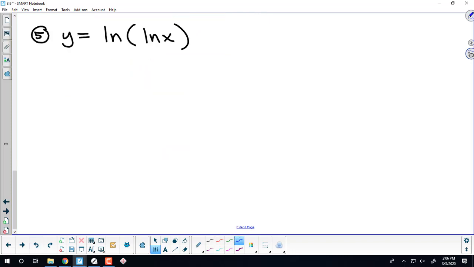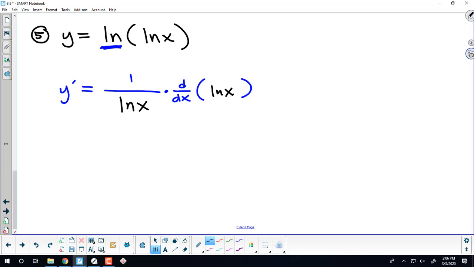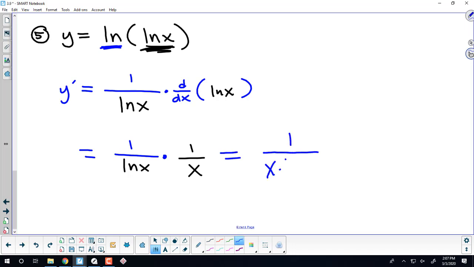So we have the derivative of the natural log as the outer function is 1 over the argument, which again is the natural log of x. So 1 over the argument times the derivative of the argument. What is the derivative of ln x? 1 over x. So we have 1 over ln of x, times the derivative of ln of x, which is 1 over x. So we just have 1 over x times the natural log of x.